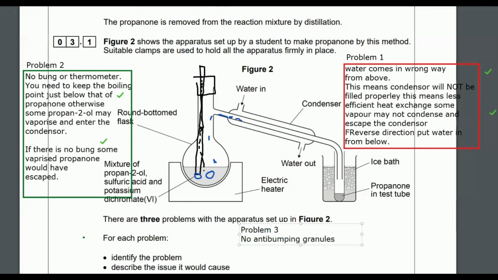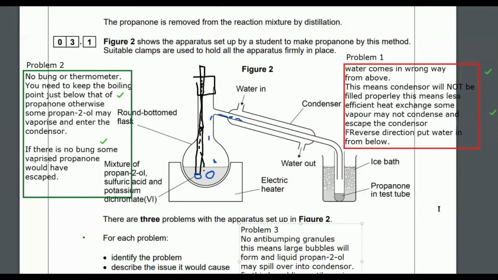They've not added anti-bumping granules, or not stated that they've added anti-bumping granules. So if you have no anti-bumping granules, you'll get large bubbles like I've drawn there in blue. And what will happen there with large bubbles is they potentially break at the top of the surface of the liquid and spit liquid up, and that liquid will enter the condenser and contaminate your propanone product.